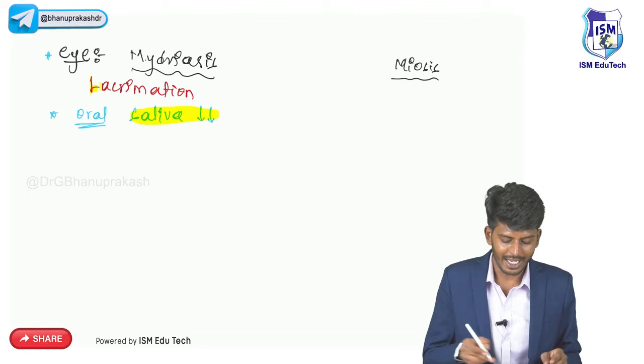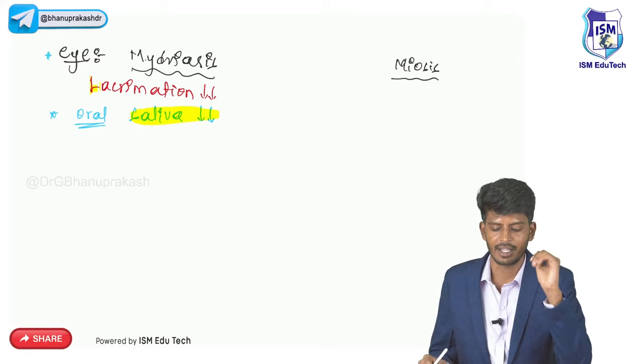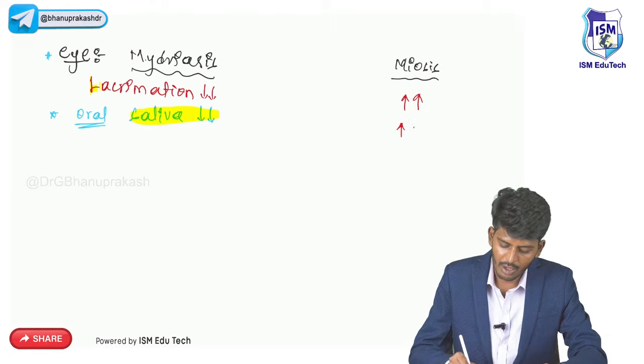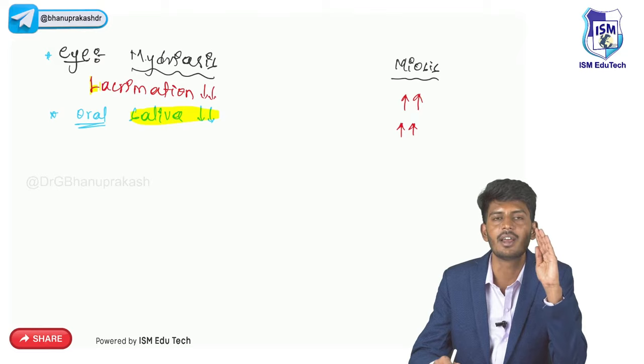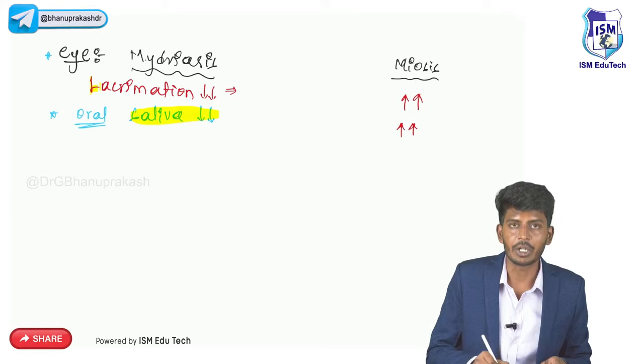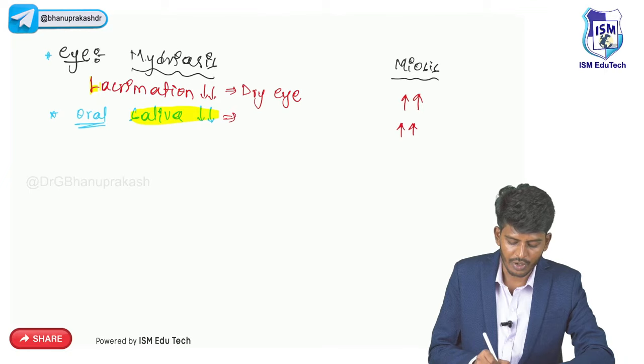If you notice here, with sympathetic activity all the secretions are decreased. But with parasympathetic, lacrimation will be increased and salivation will also be increased. So whenever sympathetic is active, secretions are decreased. When parasympathetic is active, secretions are increased. This is a way to remember. If lacrimation is decreased, it will lead to dry eye, which is called xerophthalmia. And dry mouth is called xerostomia. Xerostomia means dry mouth.